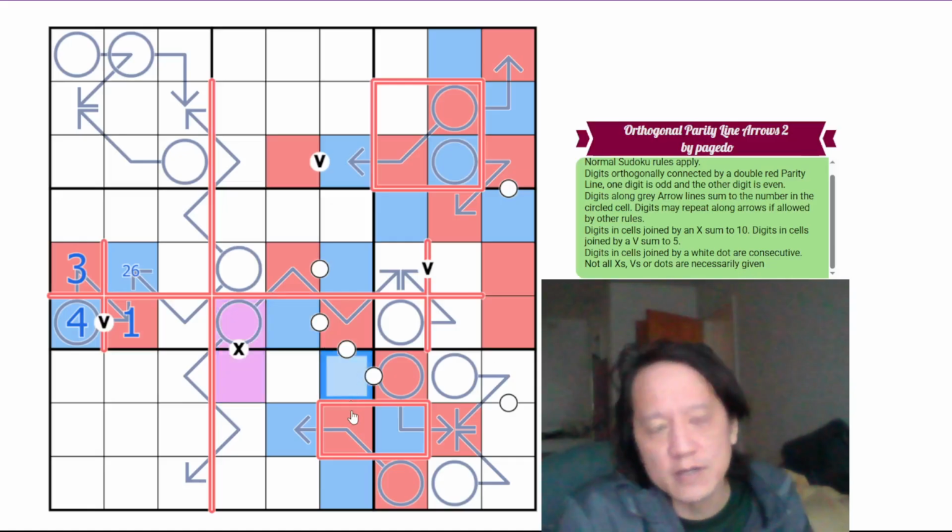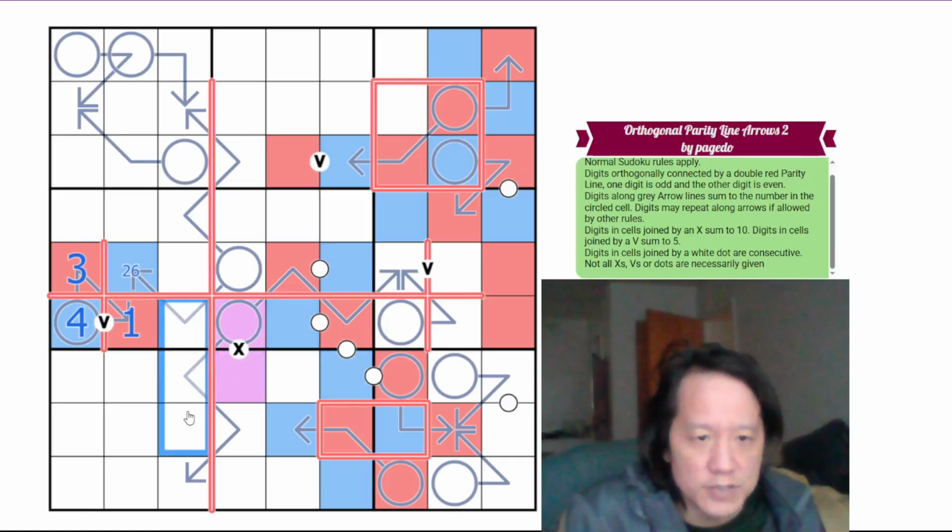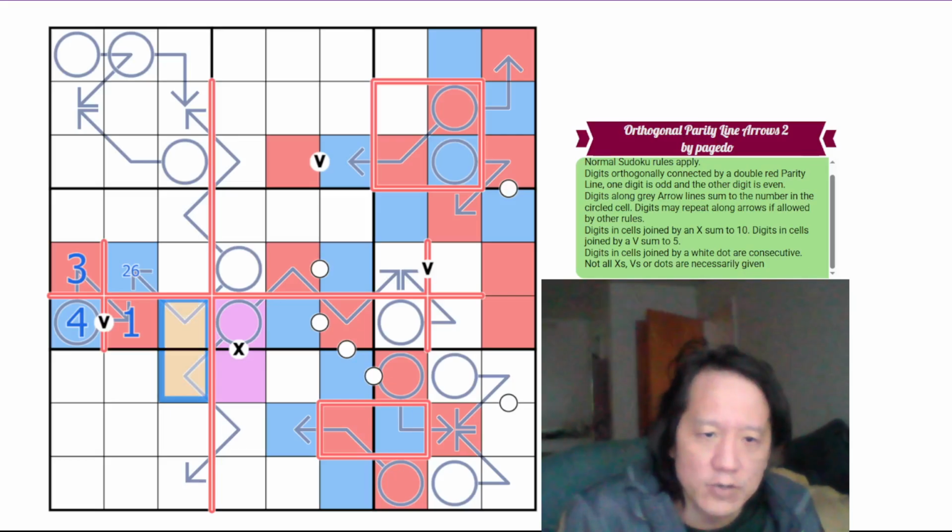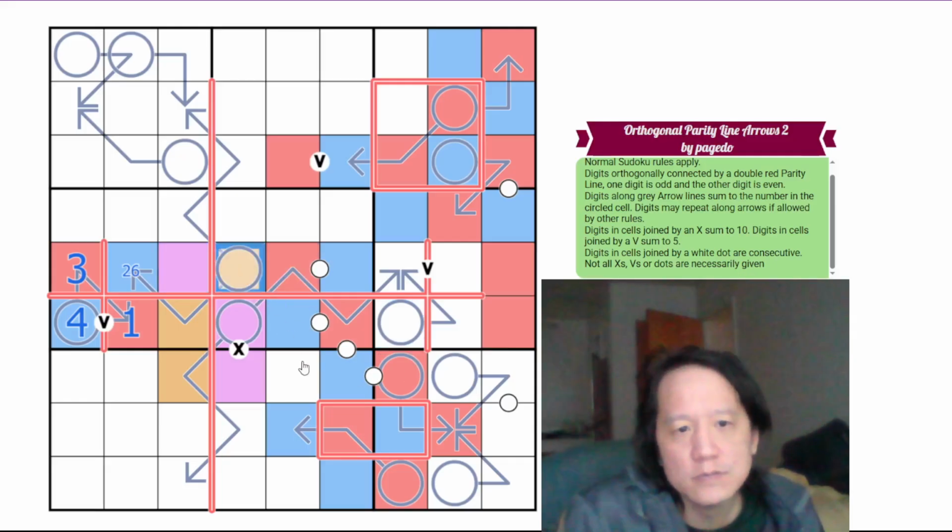So we're going to make that a pink. So these are the same parity. We're going to make that orange then. So these are opposite parities here. Therefore, this is pink, this is orange. Okay. Does that tell us anything? I'm not really sure.